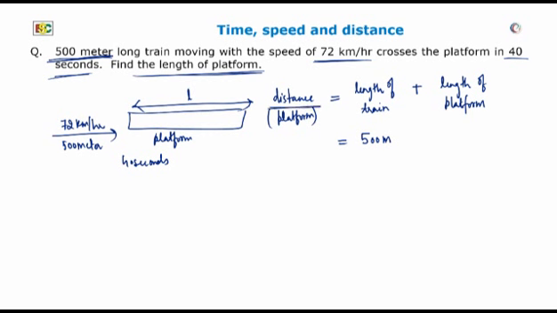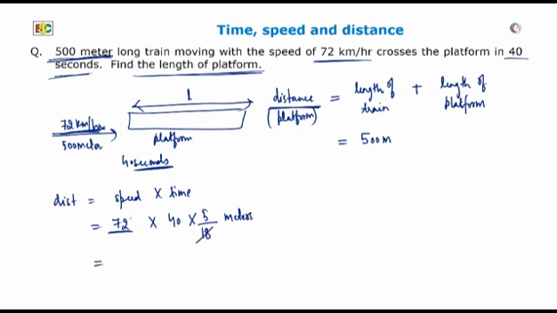And distance covered by train is equal to speed into time. Speed is given as 72 km per hour and time is 40 seconds. Now speed is in kilometer per hour and time is in seconds, so we have to change the speed in meter per second after multiplying it by 5 upon 18. And answer will come in meters. Now we know 18 into 4 is 72, and this is equal to 800 meters.